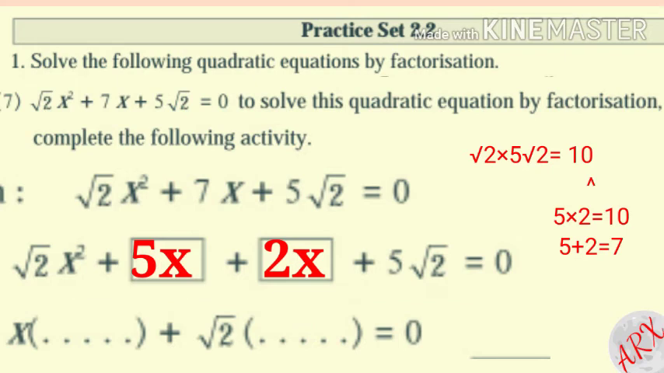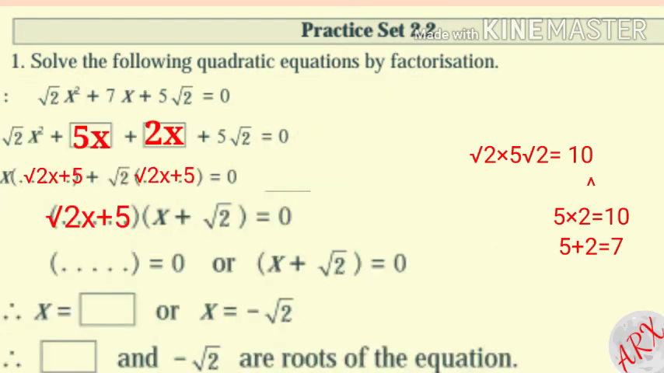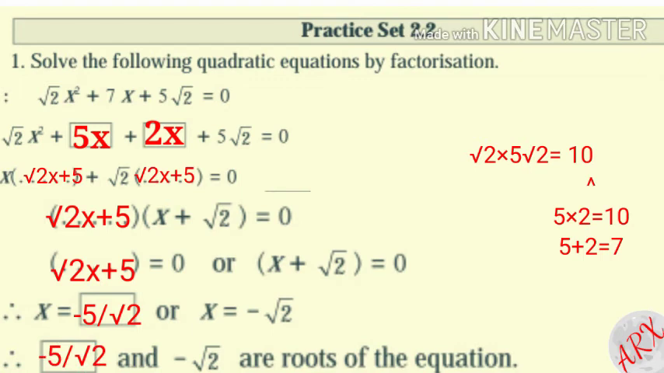Hence the equation will be x into bracket root 2x plus 5 plus root 2 into bracket root 2x plus 5 equal to 0. Now again take root 2x plus 5 in one bracket and x plus root 2 equal to 0 in another bracket. So after solving we will get x equal to minus 5 by root 2 or x equal to minus root 2.